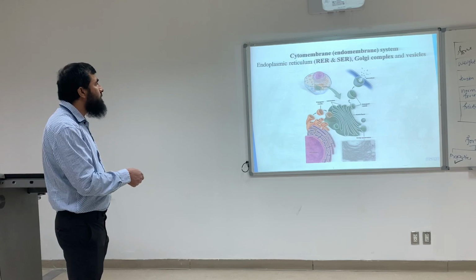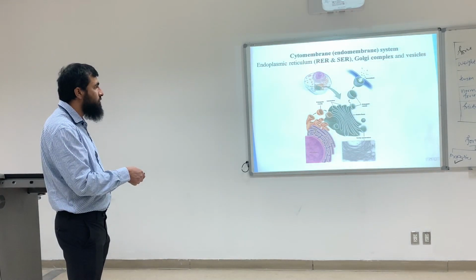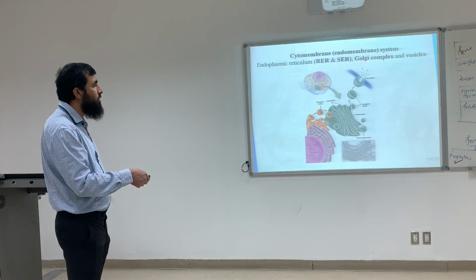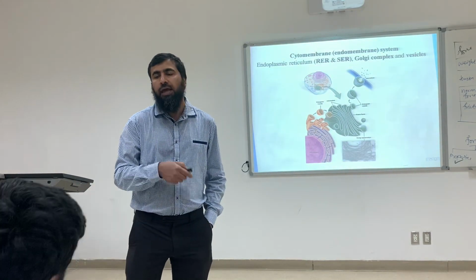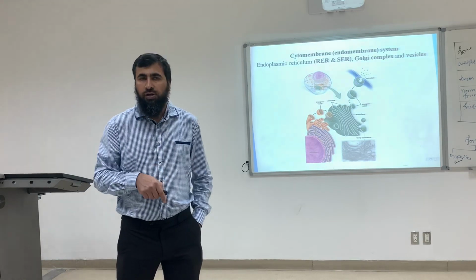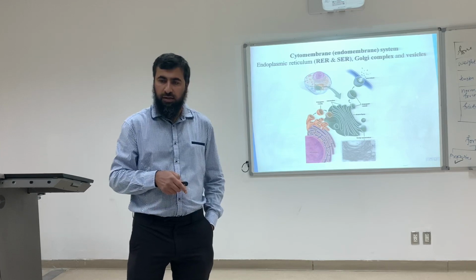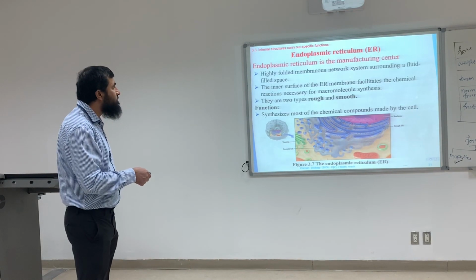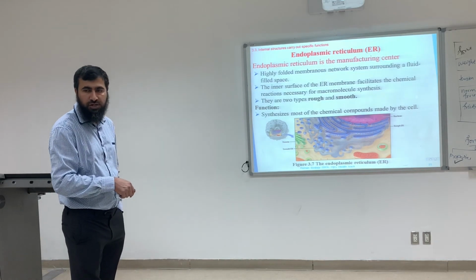The cytomembrane system, or the endomembrane system, which consists of the rough endoplasmic reticulum, the smooth endoplasmic reticulum, the Golgi and the vesicles, is involved in the production of proteins and lipids and packaging them and shipping them to various destinations in and out of the cell, okay? So if we have a look at it, we find first in the endomembrane system, the endoplasmic reticulum.